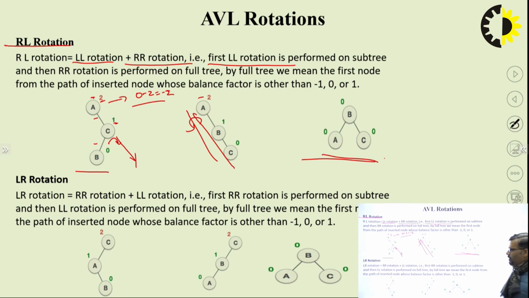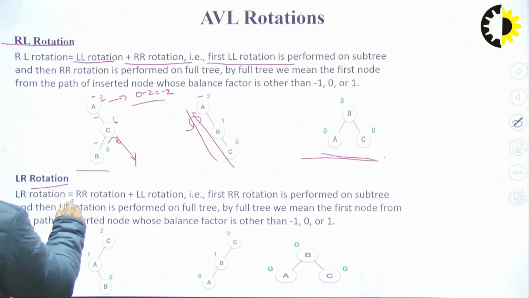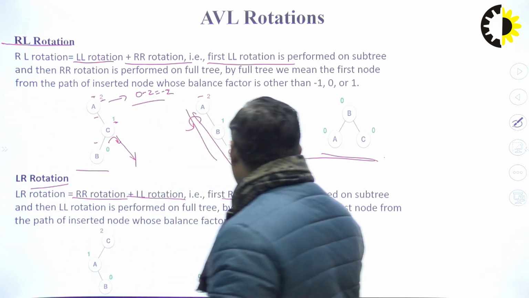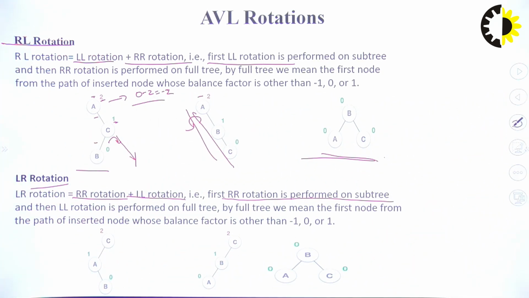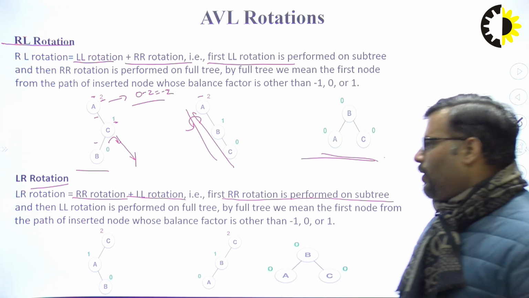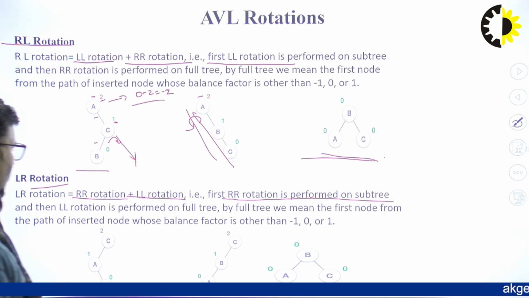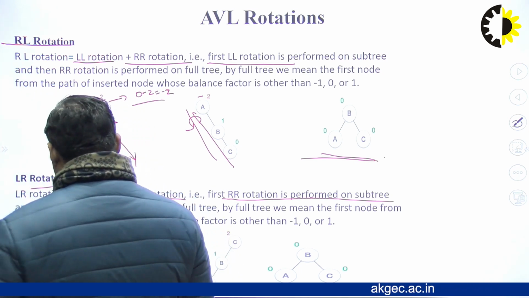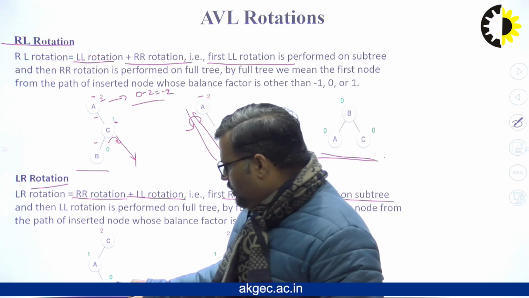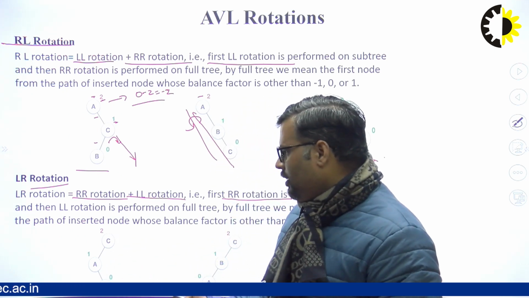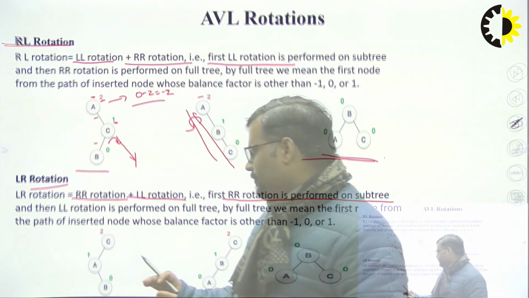Next, LR rotation. In this rotation, RR rotation plus LL rotation. First RR rotation is performed on a subtree, then LL rotation is performed on the full tree. Okay, then again we will take the example A, B, C, A, B. Okay, this is the balance factor.